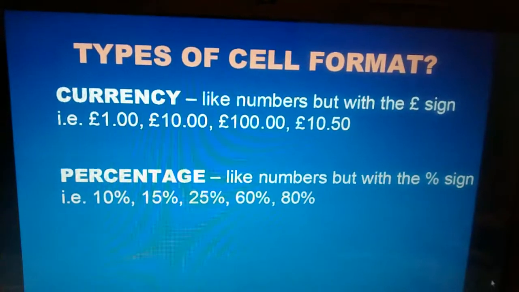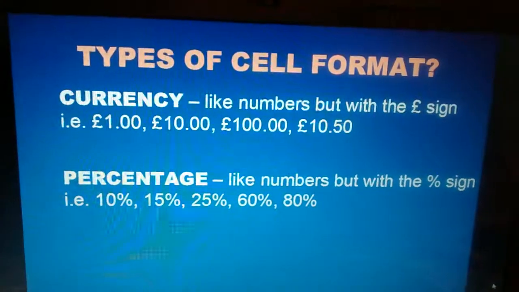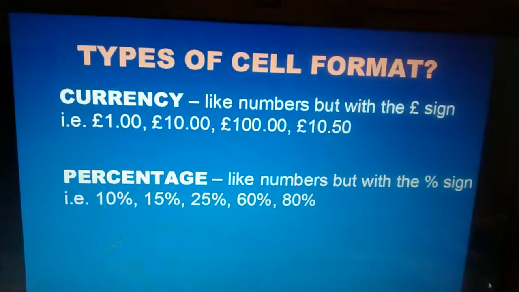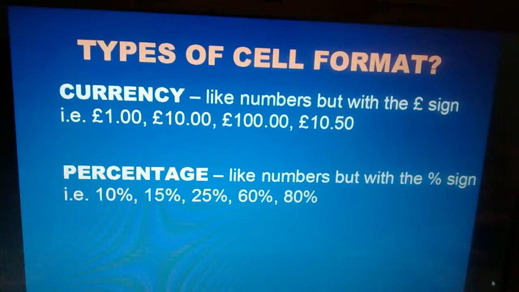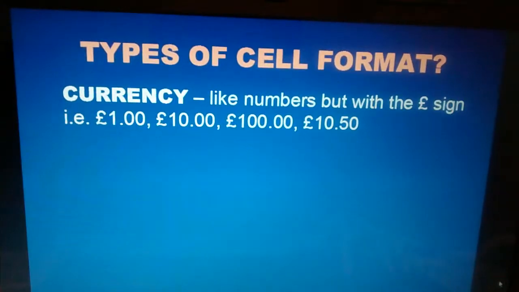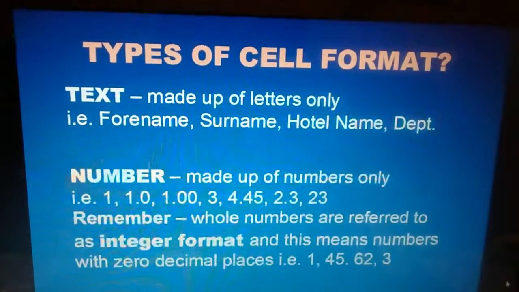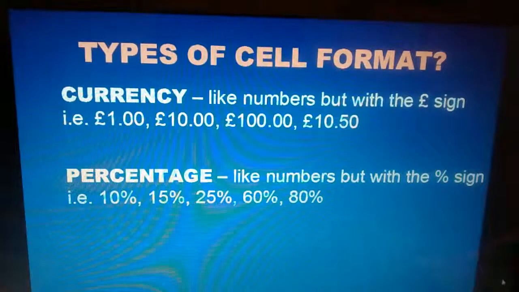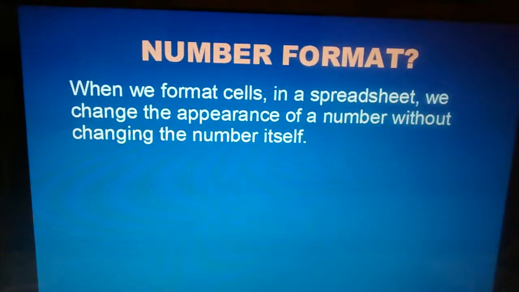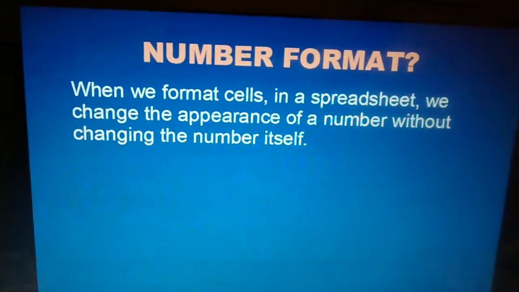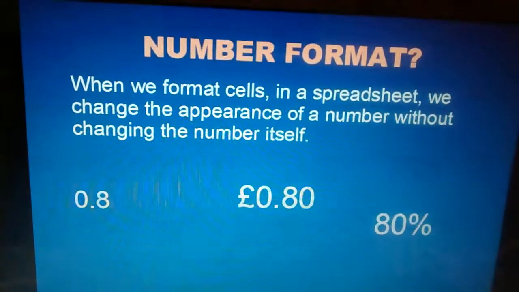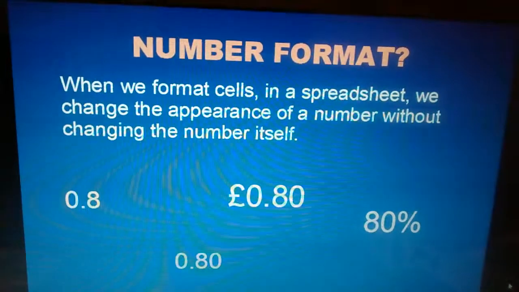Like currency, percentage is also where a symbol or a sign is used, and obviously it's a percentage sign. So when you see 10%, 15%, 25%, 60%, 80% and so forth. Now there are the types. We looked at text, number, currency and percentage. Now number format. When we format cells in a spreadsheet, we change the appearance of a number without changing the number itself. So for example, 0.8, 80 pence, 80%, 0.80.